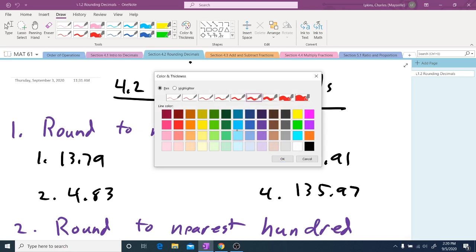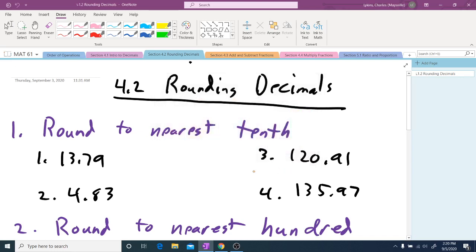If you can recall back in section 4.1, which was the intro to decimals, the first part was talking about the placement of the decimals. A tenth is the 0.1, so that means it's the number right after the decimal. So I'm going to go ahead and underline every one of these, which is right behind the decimal.